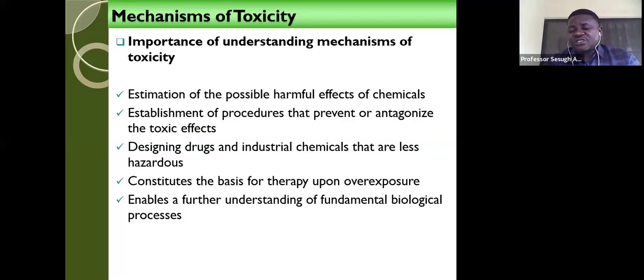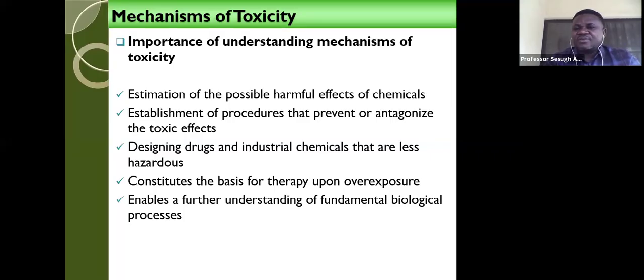Mind you, we are talking about toxicity of these chemicals. So when you say importance of understanding mechanisms of toxicity, it is the chemicals that are toxic, and we want to understand. It is good that we understand their mechanisms. And when we understand the mechanisms, how does it help us? It helps us to estimate the possible harmful effects of the chemicals.